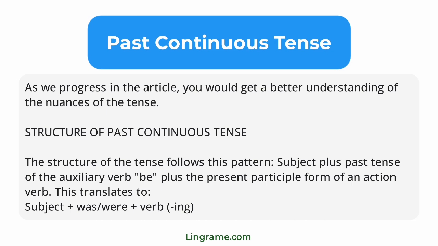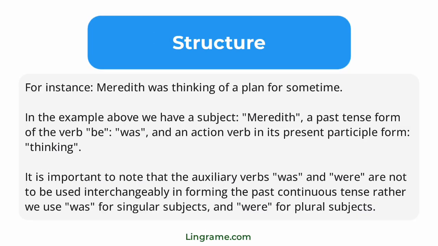Structure of past continuous tense. The structure of the tense follows this pattern. Subject plus past tense of the auxiliary verb, be, plus the present participle form of an action verb. This translates to subject plus was or were, plus verb, ing. For instance, Meredith was thinking of a plan for some time.